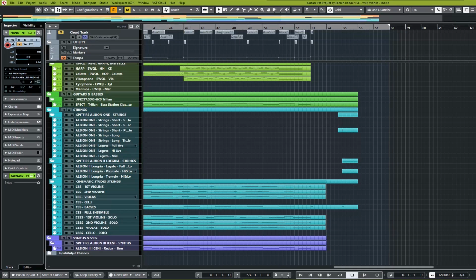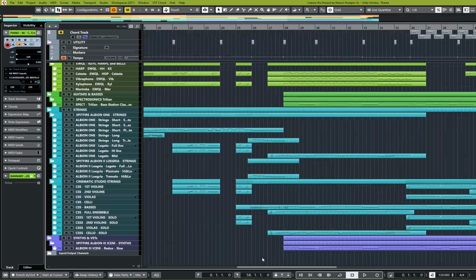So there's a library from Spitfire Audio called Bernard Herrmann Composer's Toolkit, which probably would be perfect for this composition, but I didn't have it at the time.